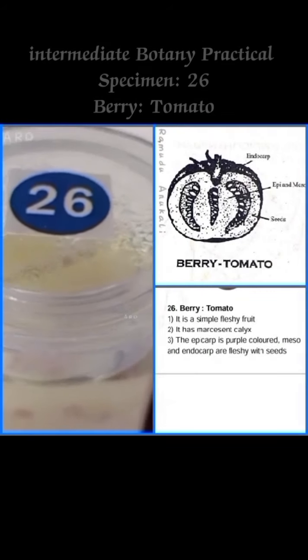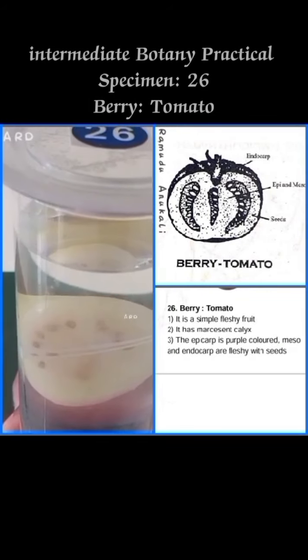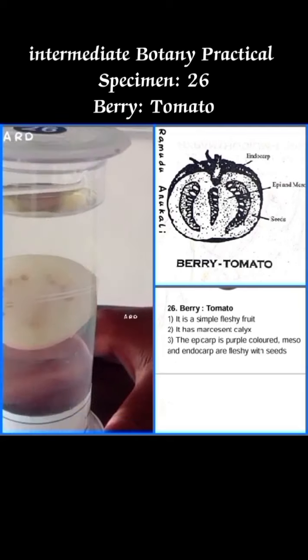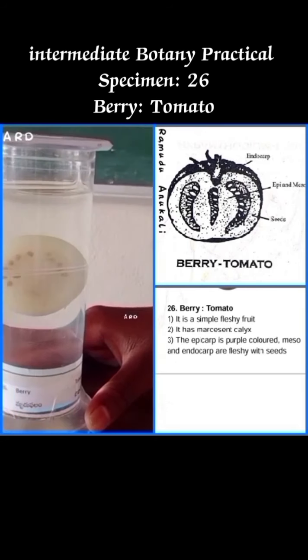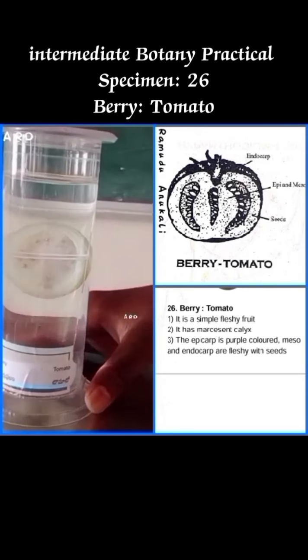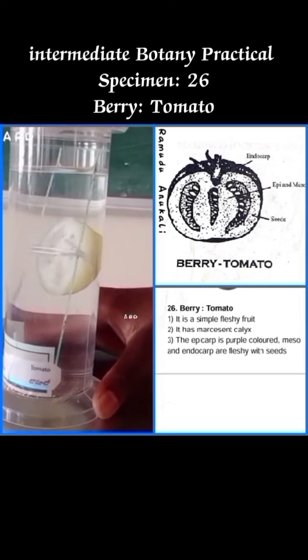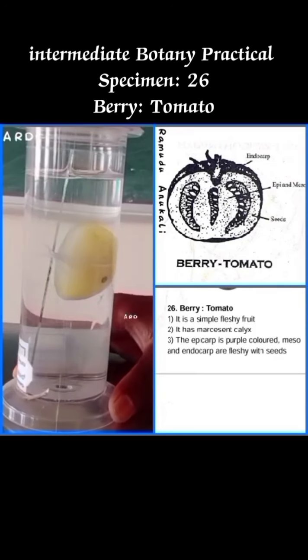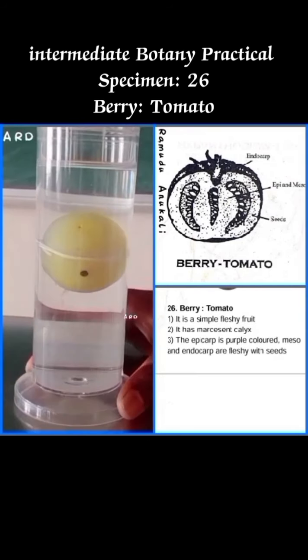Number 26. Specimen. Berry, tomato. It is a simple fleshy fruit. It has a persistent calyx. The epicarp is purple colored. Meso and endocarp are fleshy with seeds.